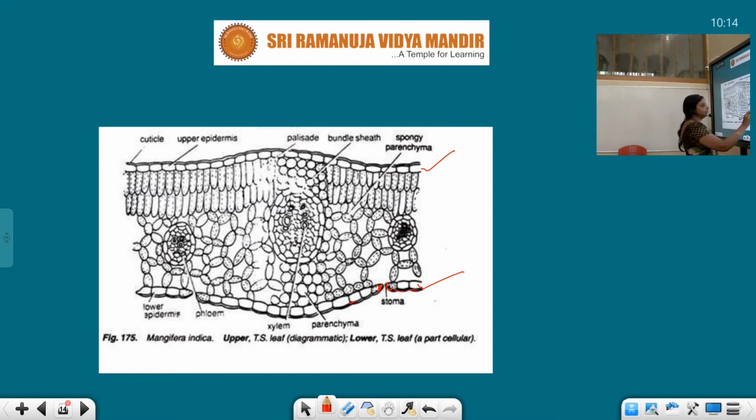So here we can observe the stomata structure, the aperture, and below the epidermis layer, we can observe mesophyll cells, and these elongated column-like structures are palisade tissues.